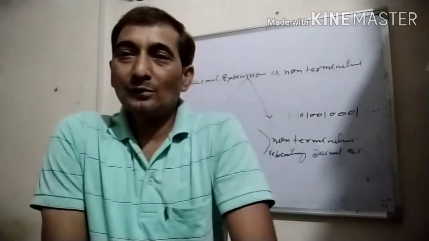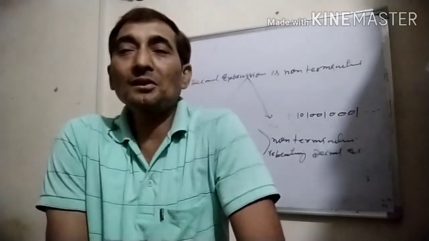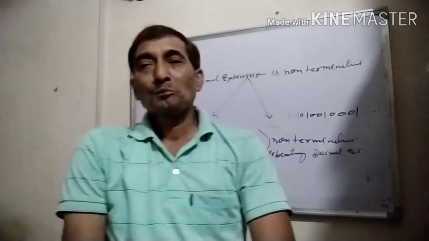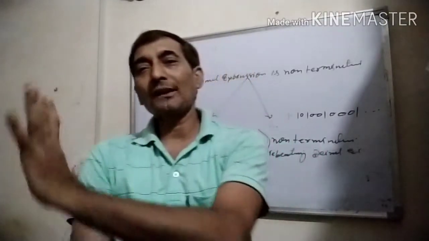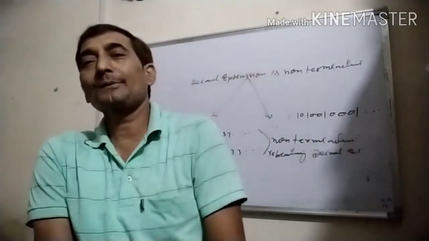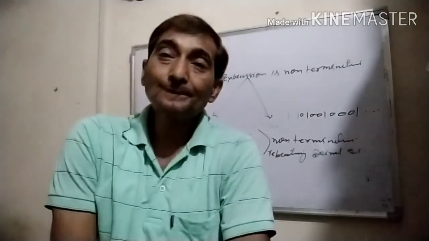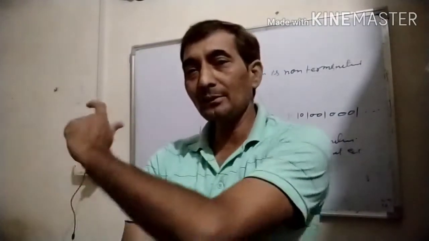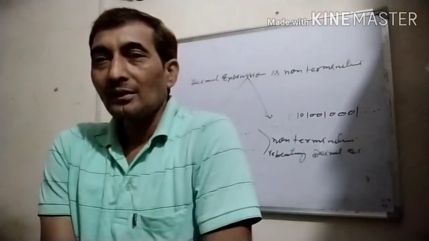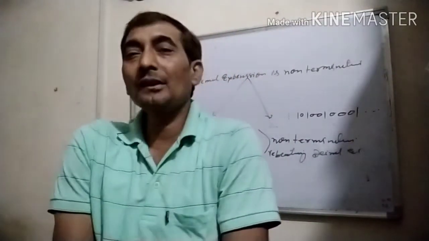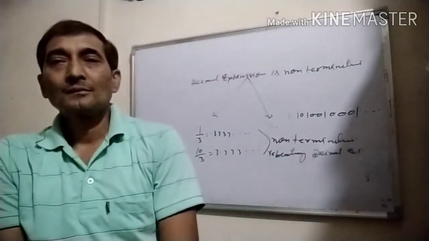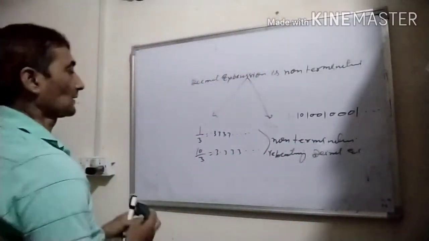There are three important lines for the class of today. First is decimal expansion is of two kinds. First is terminating decimal expansion. In this condition, the remainder is 0. Come and see some examples about this.